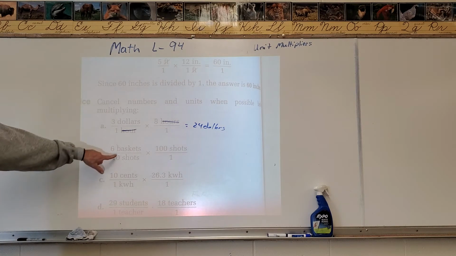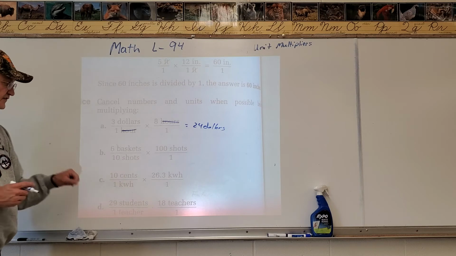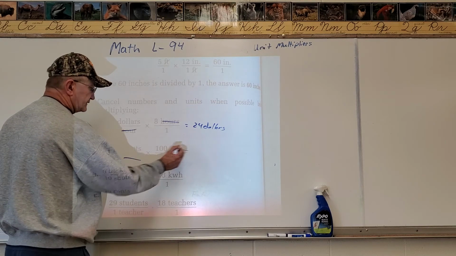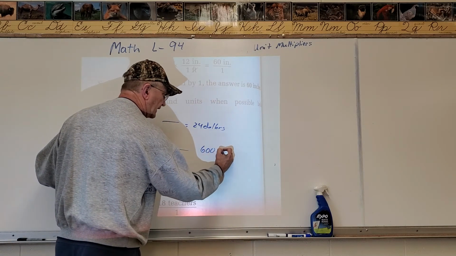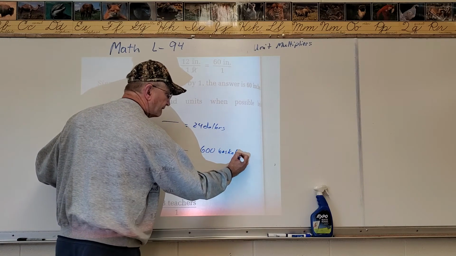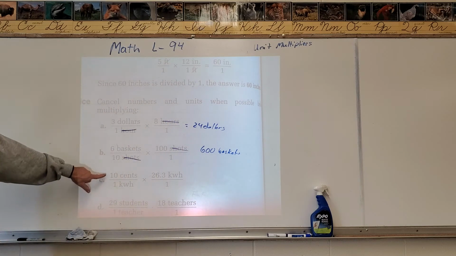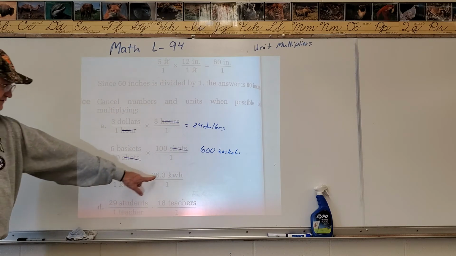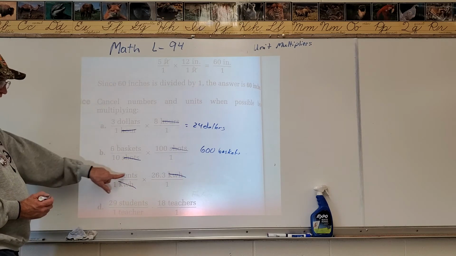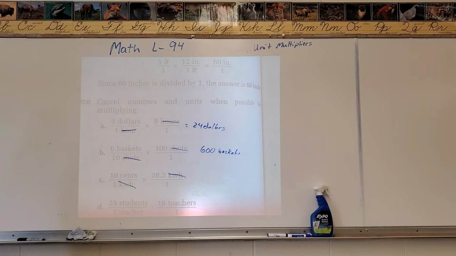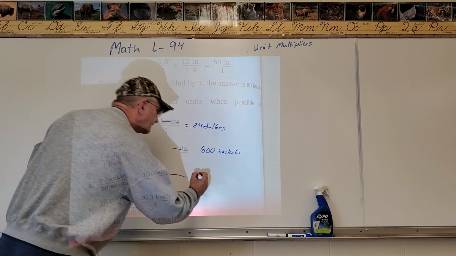What am I looking for here? Looks like I'm looking for baskets because I have shots and shots. So I'm going to cross out my shots and shots. I have 6 times 100, which is 600 baskets. Okay, next one, C. What am I trying to find here? Well, I have kilowatts and kilowatts, so that means I'm crossing out my kilowatts. 10 times 26.3. And I got to do some math on that one. I'm going to cheat and look at the answer book real quick because I don't have my calculator in front of me. So that one is 263 cents.